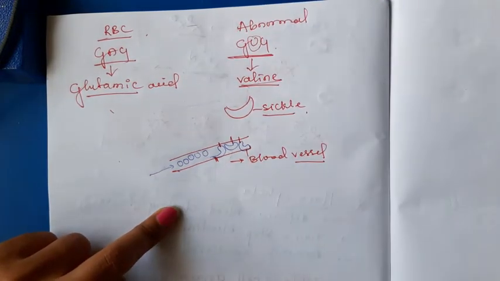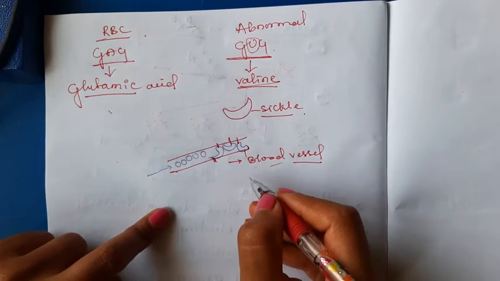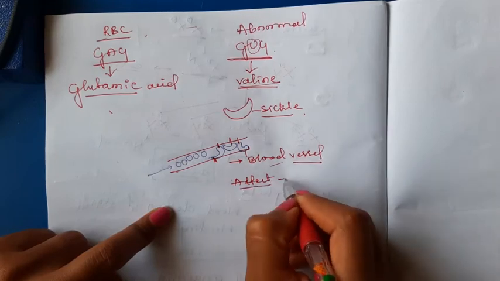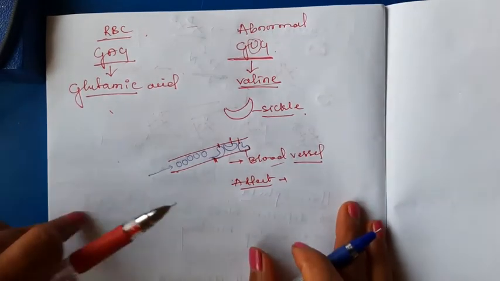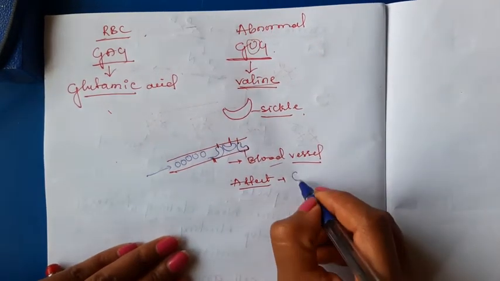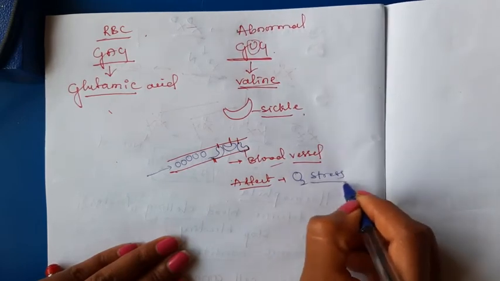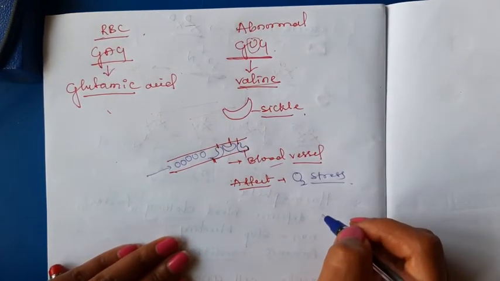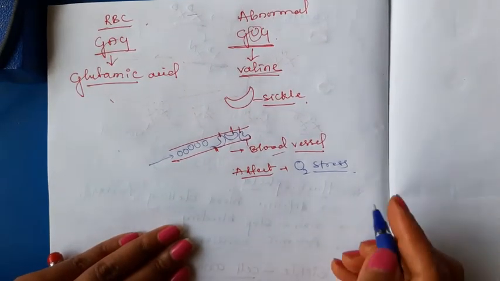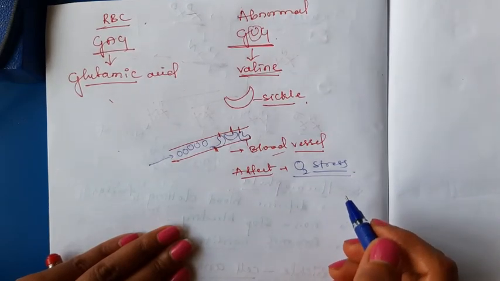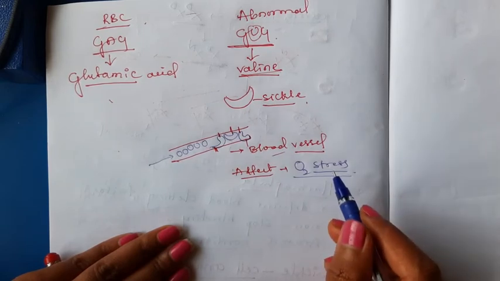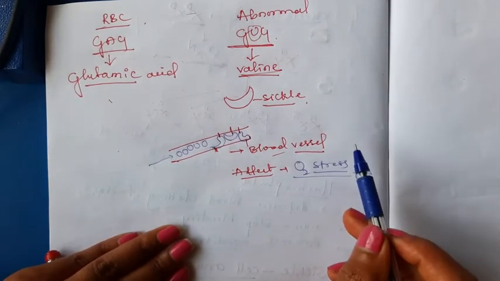It does not only cause internal bleeding, it also affects the oxygen level in the body. It usually causes oxygen stress. When the individual has the sickle cell anemia condition, they can't do hard work because they easily get oxygen stress. When oxygen stress is more, ultimately breathing problems occur. Due to that, a heart attack can occur.